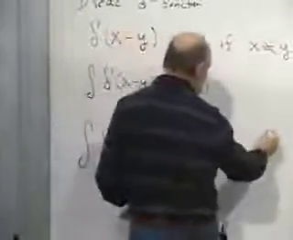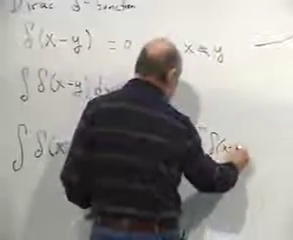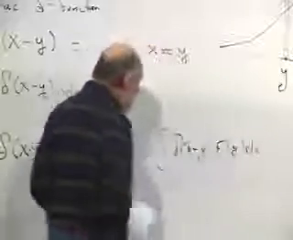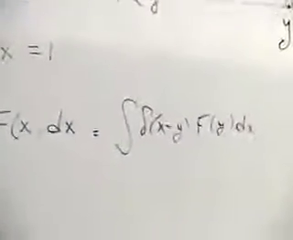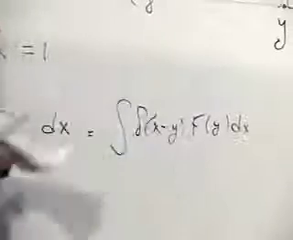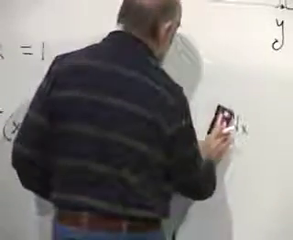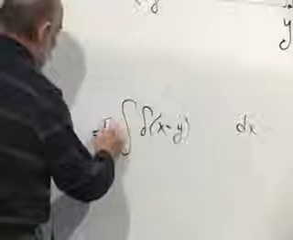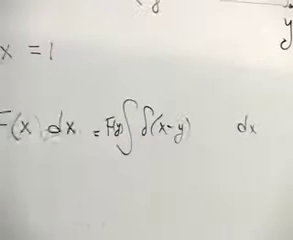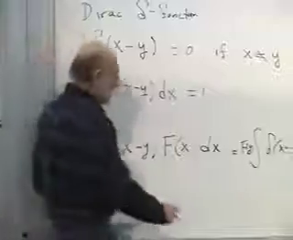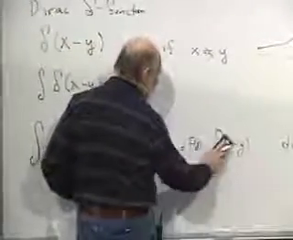So this must be equal then to the integral, well, let's just do it in steps, delta of x minus y, f of y dx. But in an integral over x, we can take f of y on the outside, since it doesn't depend on x at all. It just becomes f of y. And now we use the assumption that the integral of delta of x minus y dx is just equal to 1. And the result is, of course, just the rule.